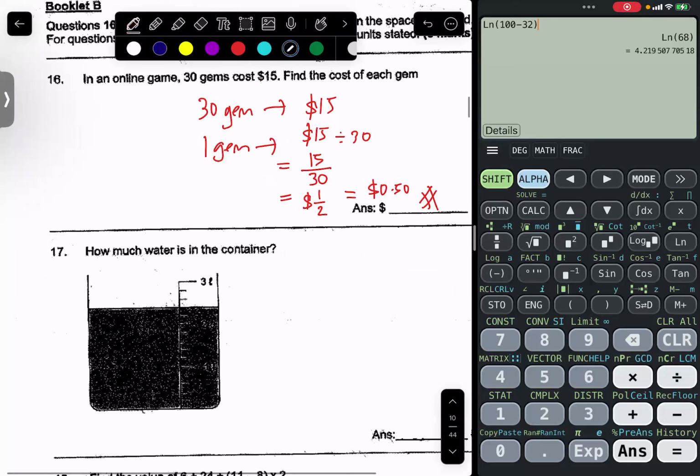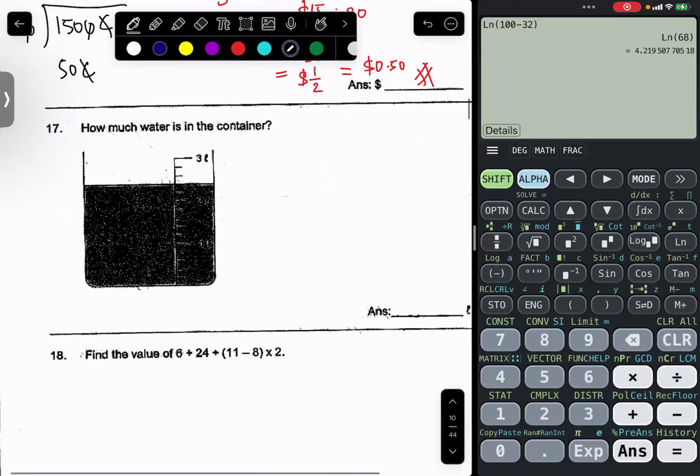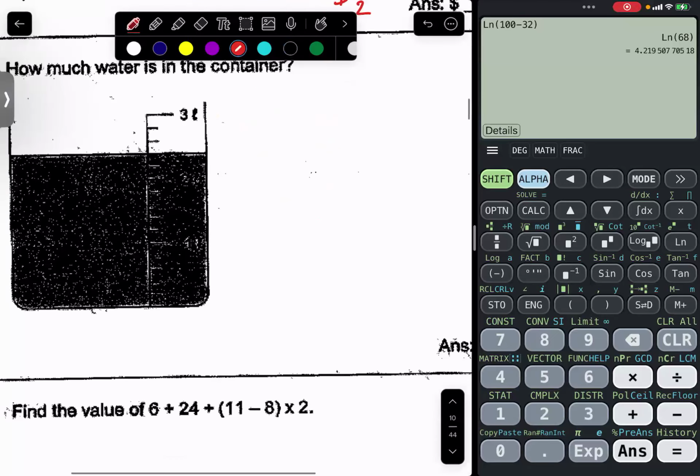Otherwise, you can do 1,500 cents divided by 30. Cancel away the 0, 150 divided by 3. So that will be 50 cents, which will convert to 0.5 as well.